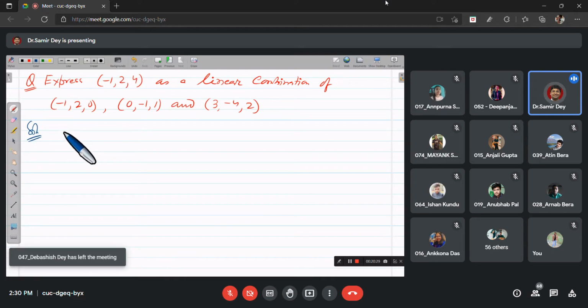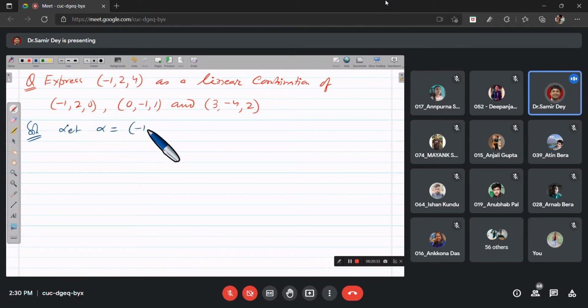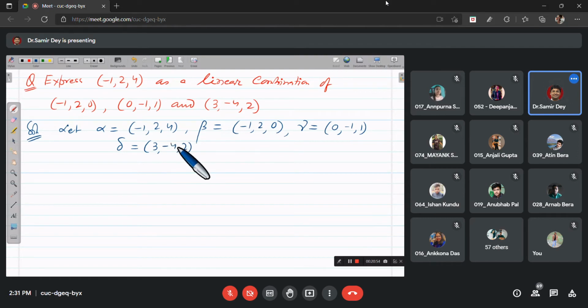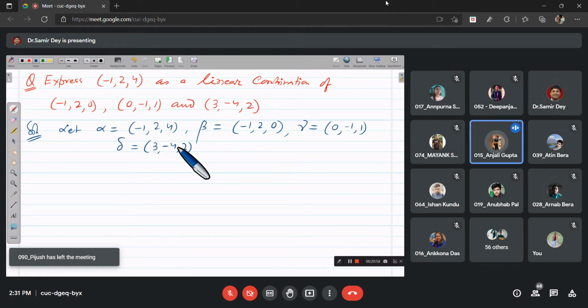So write down, let alpha is equals to -1 to 4. Beta is equals to, please write down quick, -1 to 0. Gamma is equals to 0 -1 1. And delta is equals to 3 -4 2. Is it clear? First line is clear?